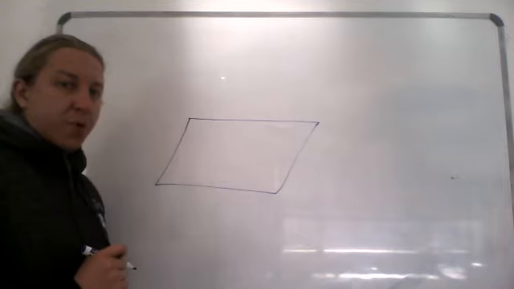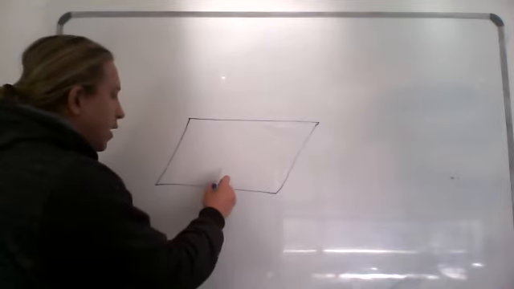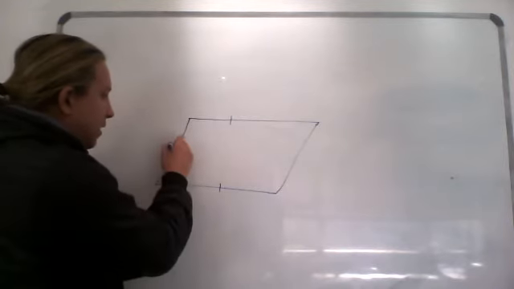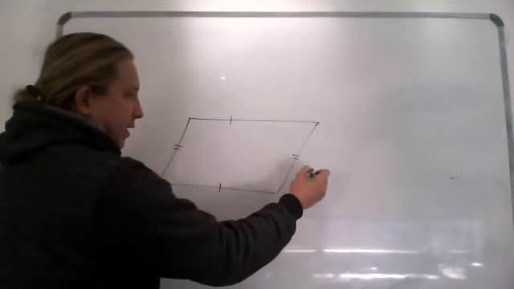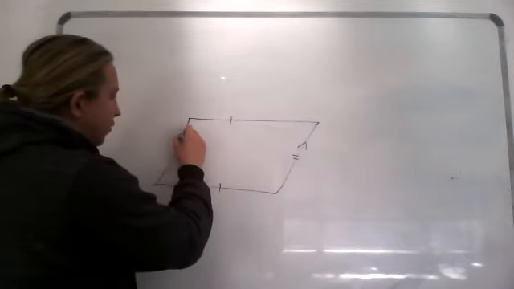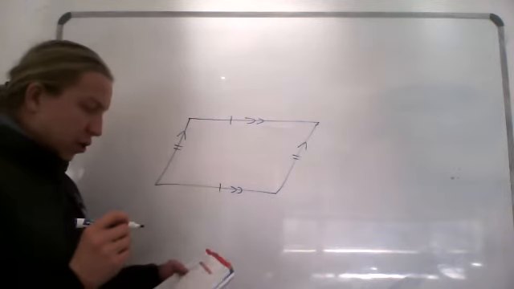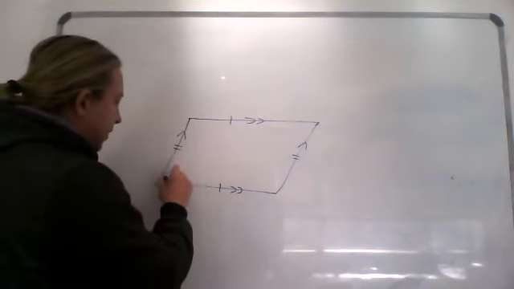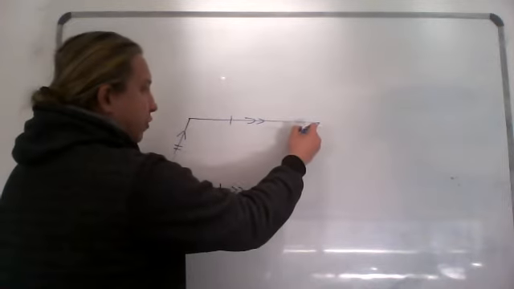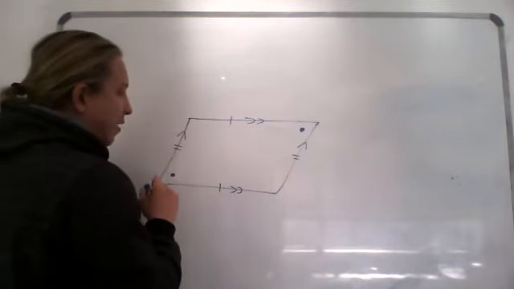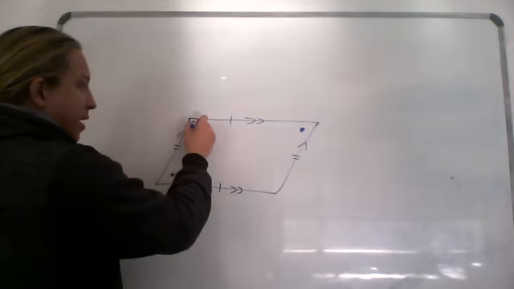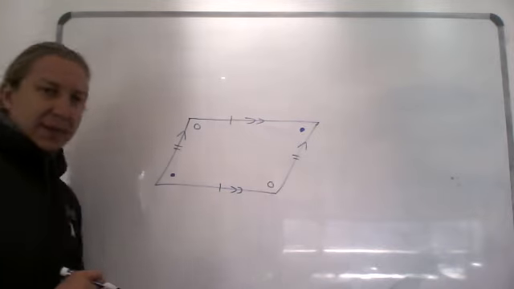Okay, what are the properties of this quadrilateral? Well, this side equals that side, this side equals that side. This side is parallel to that, these two sides are parallel as well. And also, we know that the opposite angles of a parallelogram are equal. So these two are the same, and these two are the same.